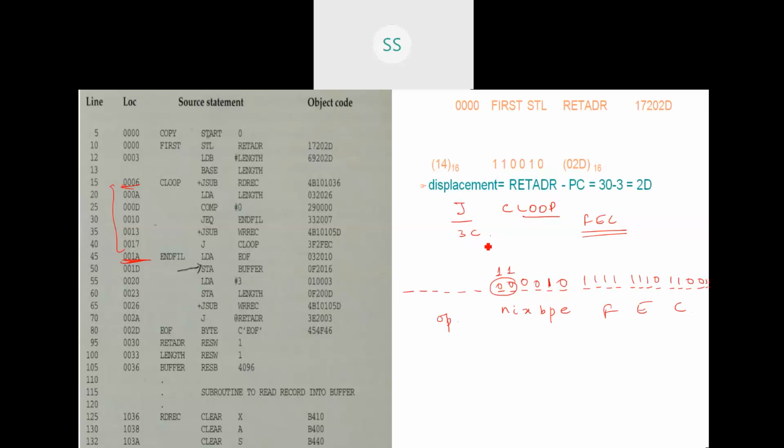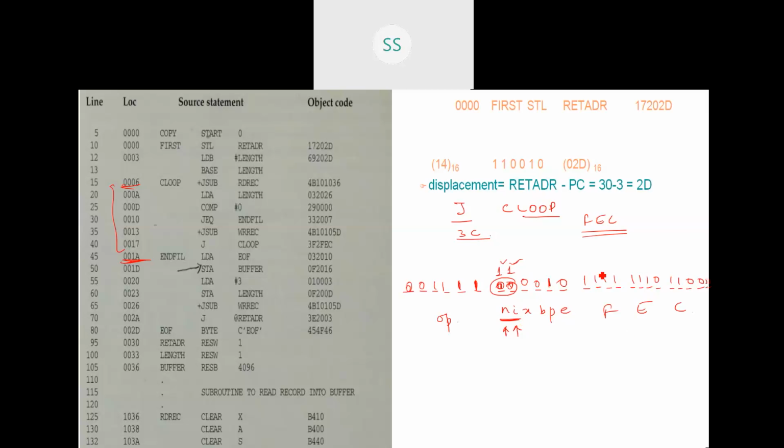What about my opcode? It is 3C. 3 is 0011, it is 0011. C, what is the value of C? We just saw it is 1100, it is 1100. But I said we are not using immediate addressing, we are not using indirect addressing. So the value of my n and i has to be 1. n and i has to be 1. So that is what we get in this case.